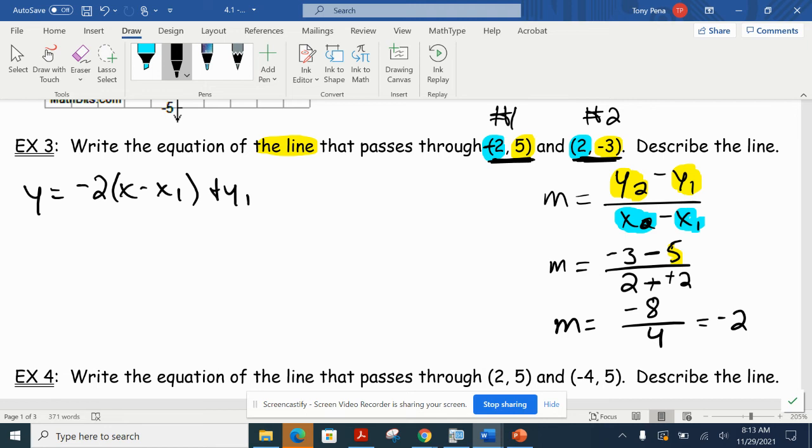You can, again, pick either one of those points. It does not matter which point you pick. So Joe M., which point do you want to pick, Joe?